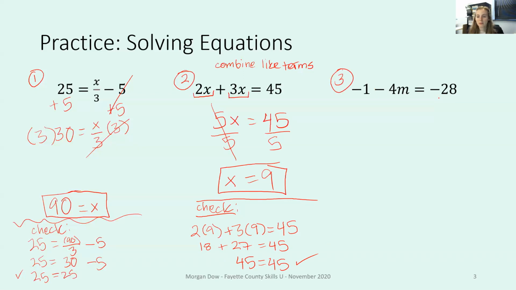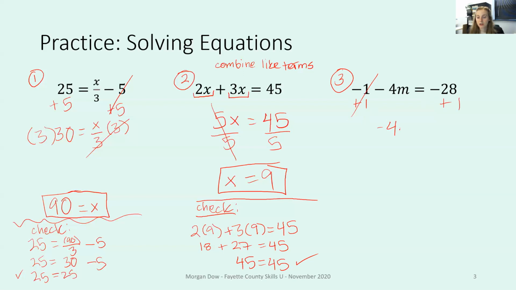-1 minus 4m equals -28. So I want to take care of this -1 first. How do you cancel out -1? To make it go to 0, well, we would add 1. Same thing to the other side.